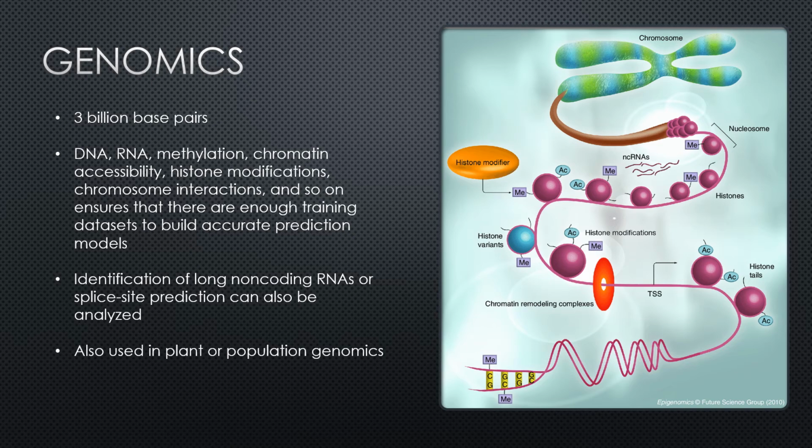As more data become available, better models will be able to be trained, thus resulting in even more precise and accurate predictions of genomic features and functions. Deep learning has made a great contribution in understanding gene regulation, genome organization, and mutation effects, not only in functional genomics, but genomic information is also used in plant or population genomics.